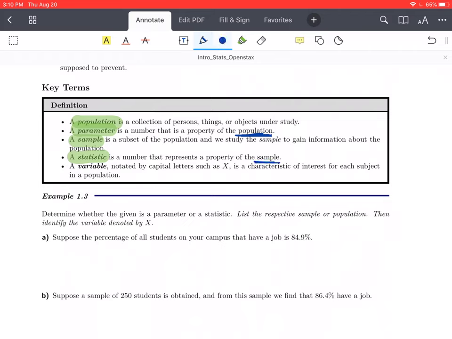So there's an important distinction between these two. The parameter talks about the population, whereas the statistic talks about the sample. You can remember that alliteration: population, parameter, sample, statistic. And then a variable, notated by capital letters such as X, is a characteristic of interest for each subject in a population. Generally the variable is what we're studying. We want to know something more about the variable.